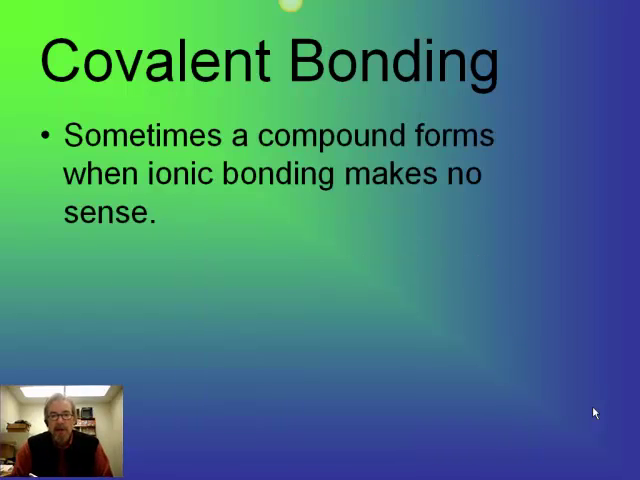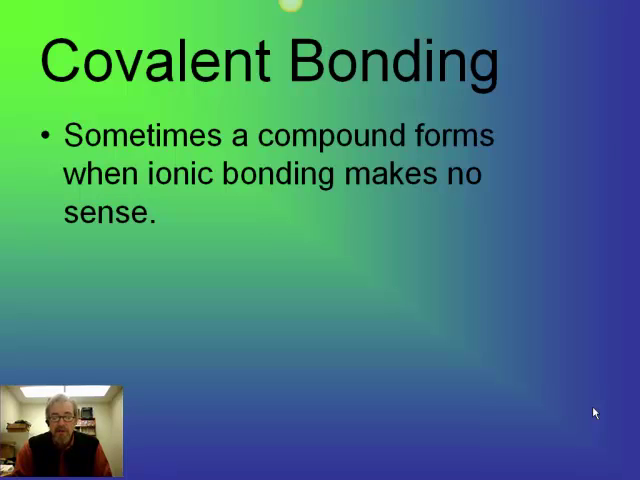Well, in the last video, we learned that metals bond with nonmetals through ionic bonding. The metal will become a cation, typically, and the nonmetal will become an anion. And then the two of them are oppositely charged so that they stick together due to their natural attraction for each other. But there's a different mechanism that takes place when a nonmetal bonds to a nonmetal, and that's the topic of today's video. Sometimes a compound forms when ionic bonding just doesn't explain it.